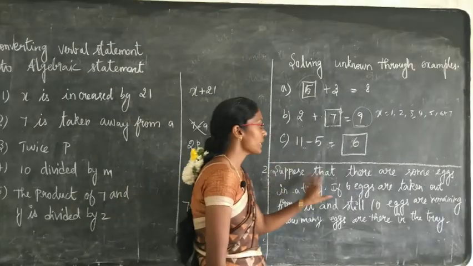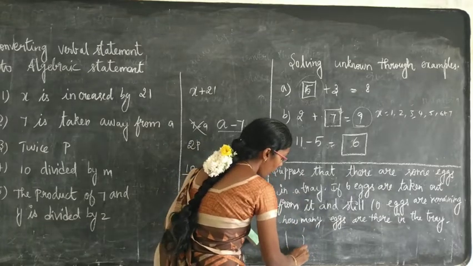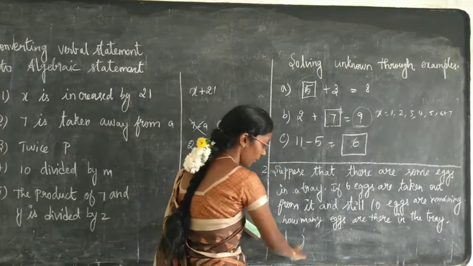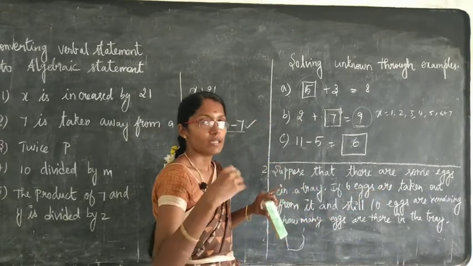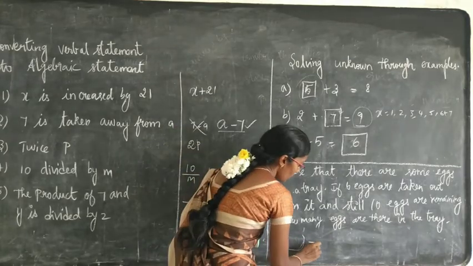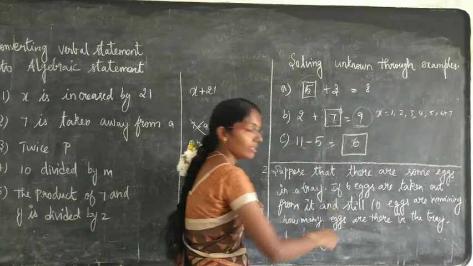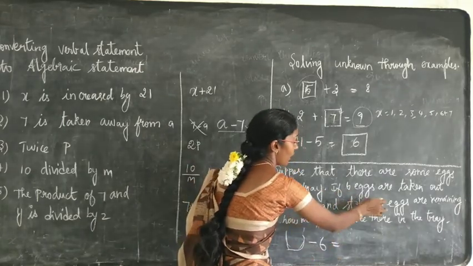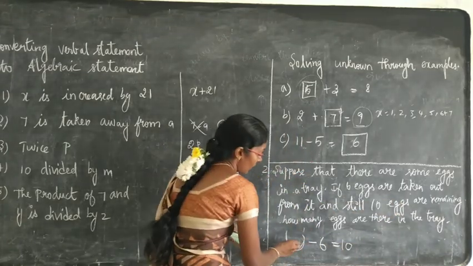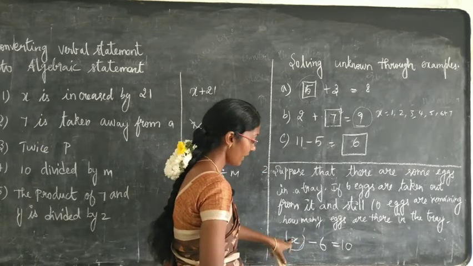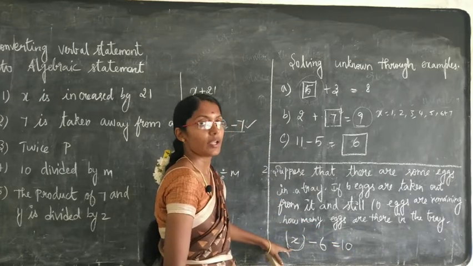Suppose that there are some eggs in a tray. You don't know how many eggs. In a tray there are a number of eggs. If 6 eggs are taken out, that means decreased by, subtracted. How many subtracted? 6. 6 eggs are taken out from it, and still there are remaining 10 eggs. So the number of eggs, you can take it as x. From x you have taken 6 eggs, so the remaining is 10 eggs. What is the number of eggs in the tray? You have to find out.